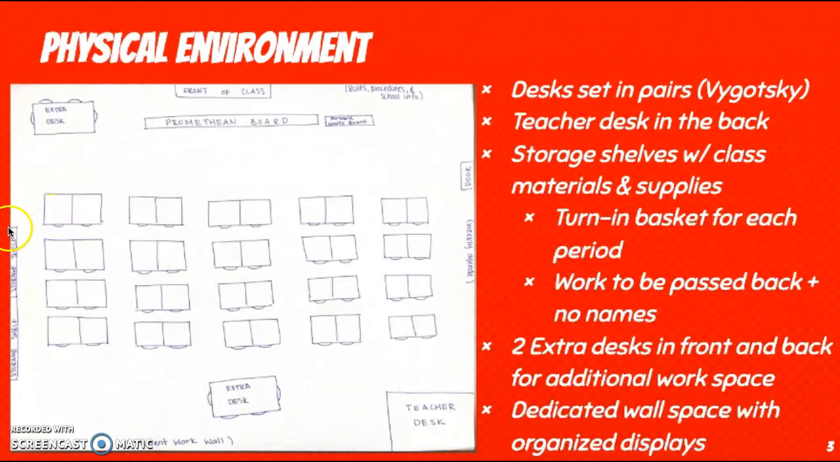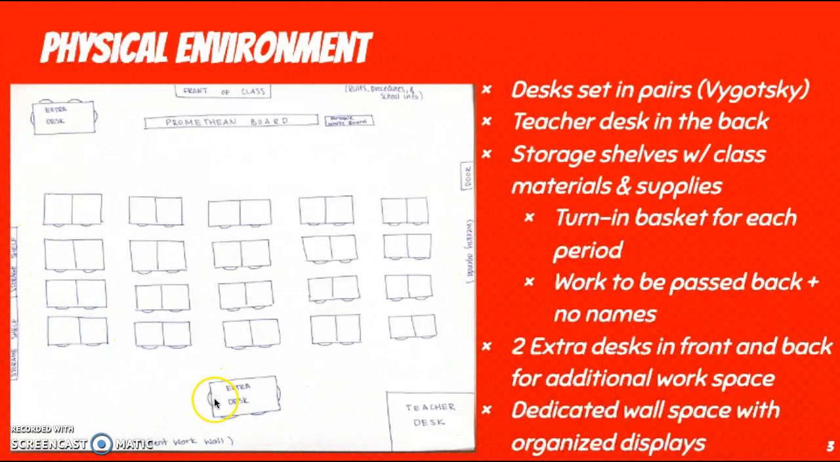We also have some storage shelves with class materials and supplies located on this side of the classroom. And on this shelf here, there's a designated turn-in basket for each period labeled by the period with that number. And there's also a little drawer on the side over here that includes work to be passed back that's already been graded, as well as a drawer that's specifically designated for no names. So when students don't receive a certain assignment back, they have to be self-responsible and hold themselves accountable and go back and check, and see if maybe they didn't put their name on their assignment.